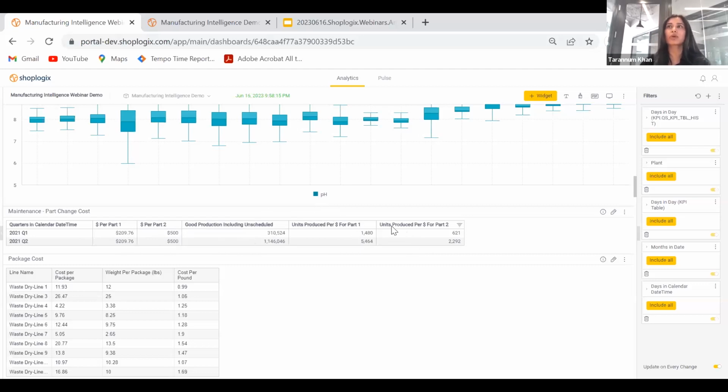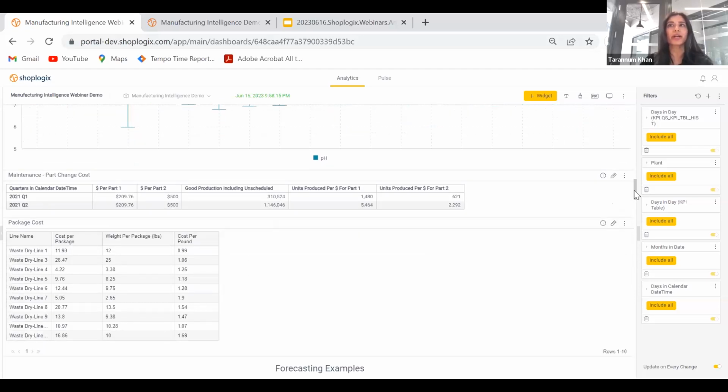This could be related to quite a few things. One could be the speed of the machine, that by replacing the parts, it allowed the machine to go faster and hence the incremental parts that were produced. And then you can see how that machine performed over the next quarter, which it did very well.